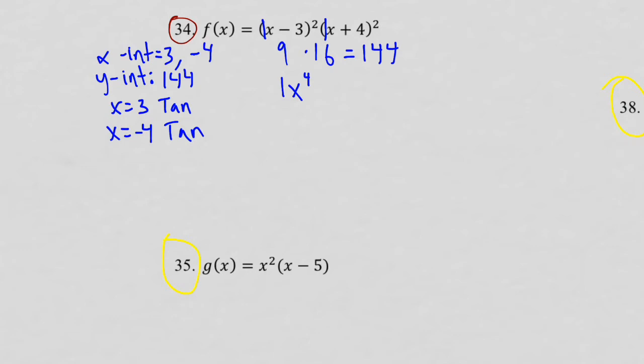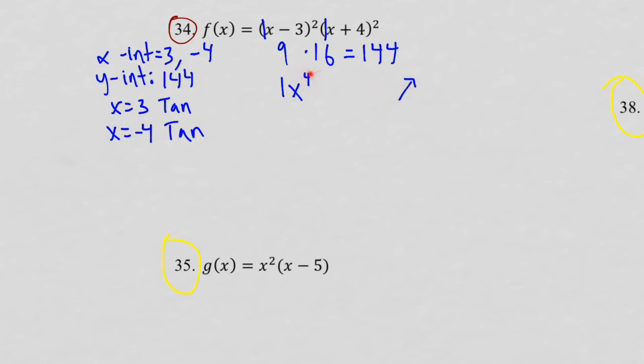Look at your a value. Positive or negative? Positive. That means that on the right side, it goes up. Look at the power. Even. So positive a, that means up. Even means that they're both the same.